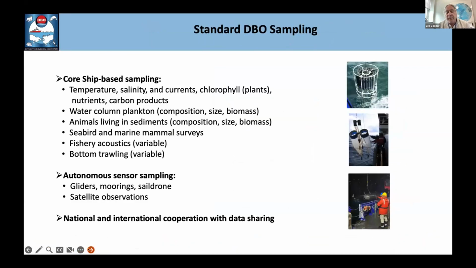In terms of the sampling that we're doing, it includes temperature and CTD, chlorophyll measurements, and water column plankton. We're measuring animals that live on the bottom, because it's so shallow that a lot of the production goes to the bottom. We also do seabird and marine mammal surveys, and when we can, bottom trawling and fisheries acoustics. And through cooperation with other investigators, we've incorporated moorings at each of those DBO boxes in Alaskan waters, as well as satellite observations that we share internationally through the Pacific Arctic Group meetings, which are held twice a year in different locations, either in Asia or North America.